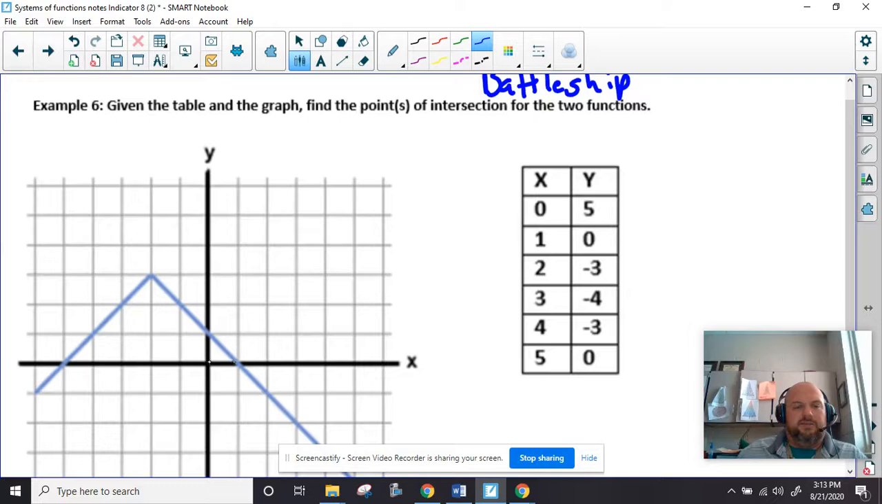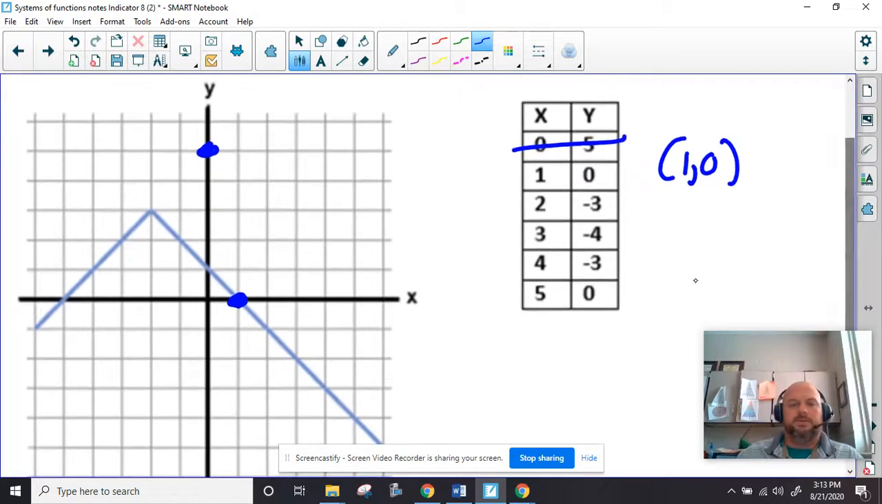So 0, 5, 1, 2, 3, 4, 5. I plot it. It's not there. I mark it out. 1, 0. I plot it. I have a hit. That is one of my answers. Okay. 2, -3. So I'll go over 2, 1, 2, 3. A miss.